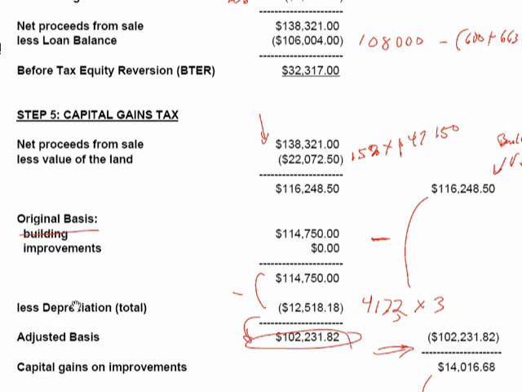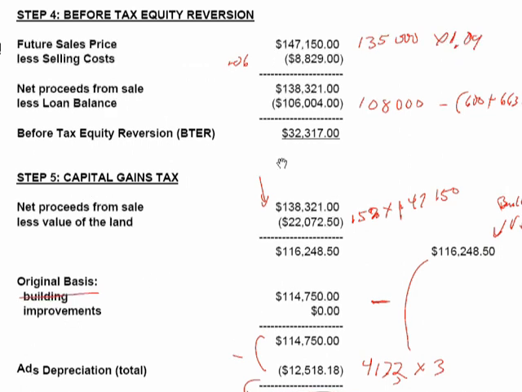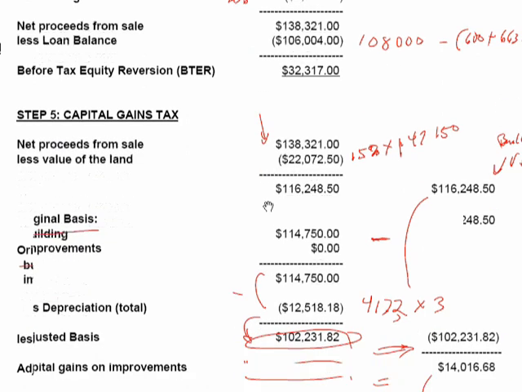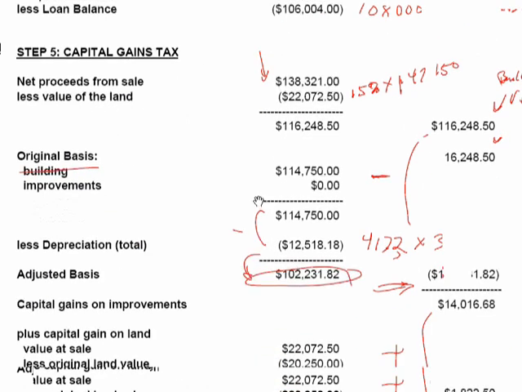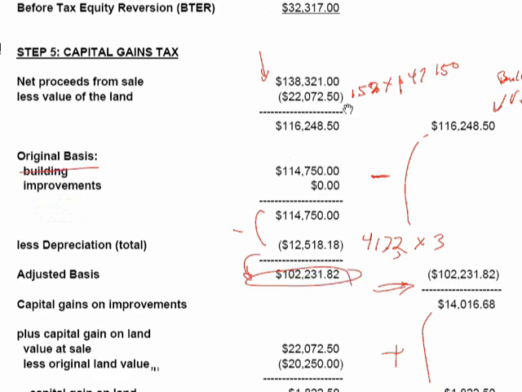But we're going to go through the process, and here it is. The first thing we do is we bring down the net proceeds from sale from above. So the net proceeds from sale is just from step 4, 138,321. And we're going to break that up into building value and land value. And we're going to subtract out the value of the land. And remember, we're at the end of year 3 now.